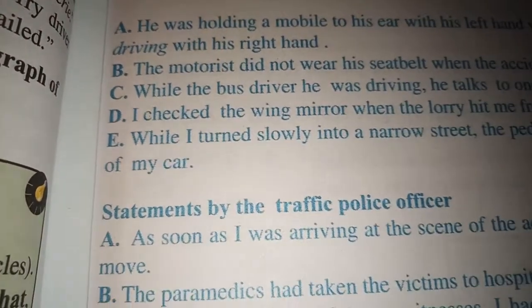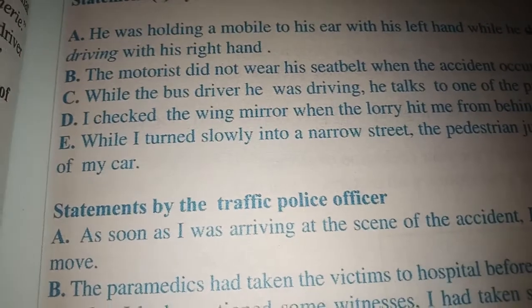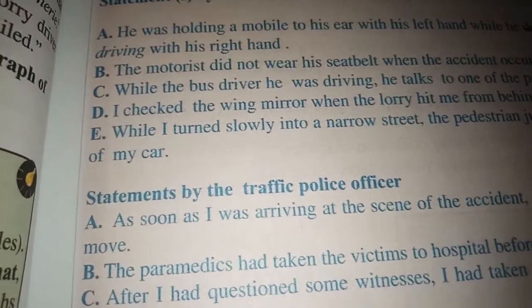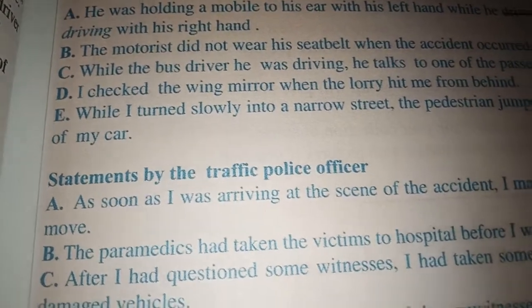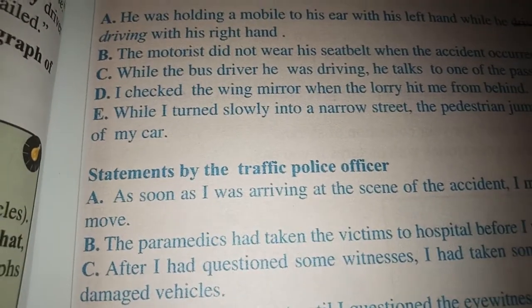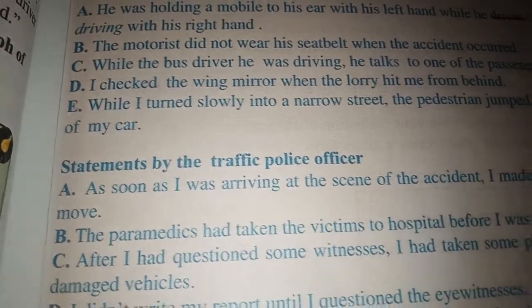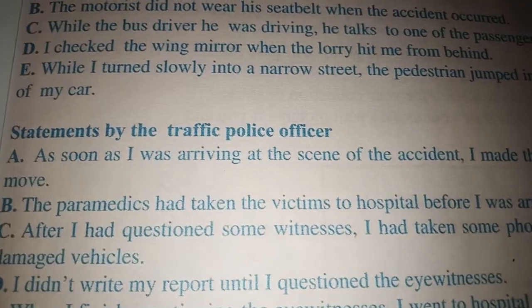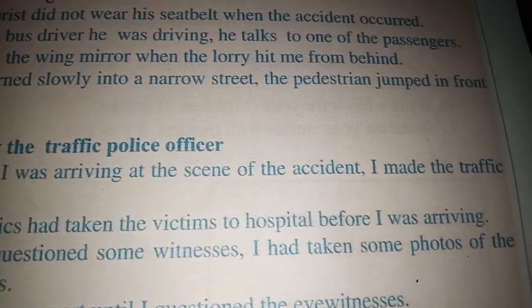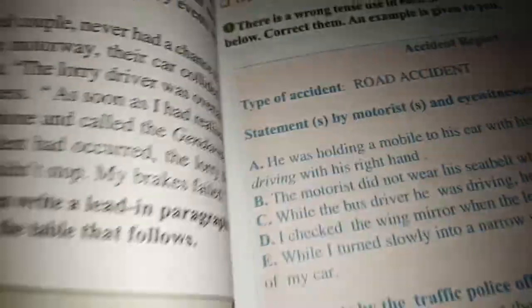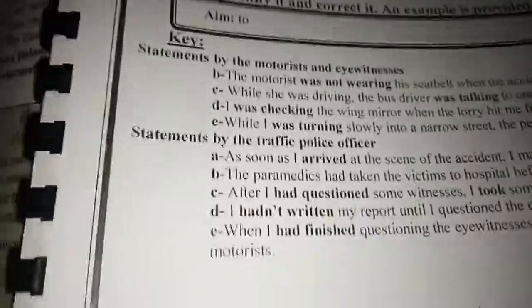B. The motorist didn't wear his seat belt when the accident occurred. C. While the bus driver he was driving, he talks to one of the passengers. D. I checked the rear mirror when the lorry hit me from behind. E. While I turned slowly into a narrow street, the pedestrian jumped in front of my car. Okay, let's correct these sentences all together.